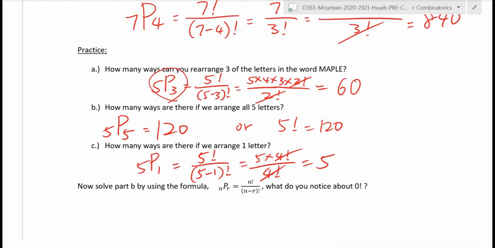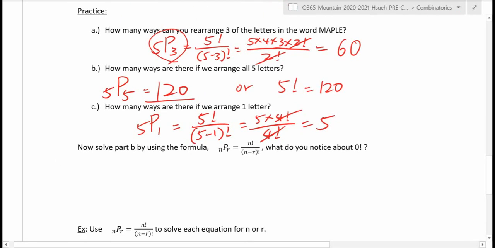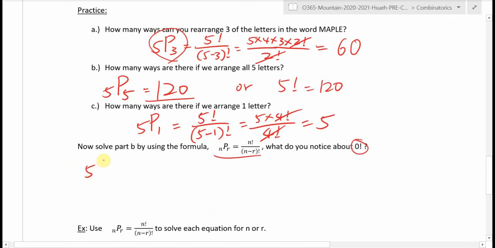Okay, now notice how this is 120. So we are going to use the formula to solve for part B, and let's see what we notice about 0 factorial. Okay, so 5P5, if we do it by the definition, that's going to be 5 factorial divided by 5 minus 5 factorial, which is 5 factorial divided by 0 factorial.